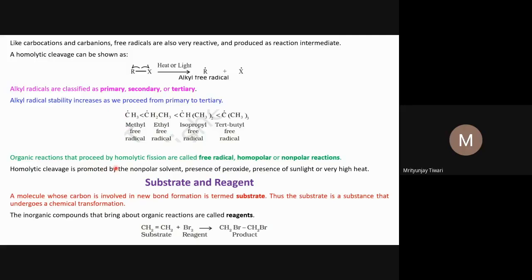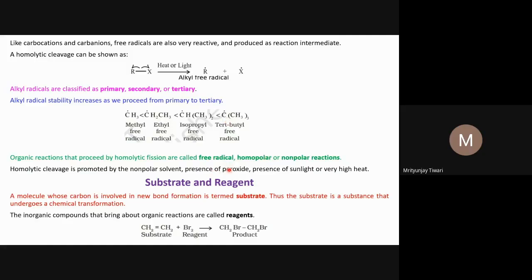Organic reactions that proceed by homolytic fission are called free radical reactions. Fission also means cleavage, the breaking of a bond. So the organic reactions that proceed by the formation of free radicals are called free radical reactions, homopolar reactions or non-polar reactions. Homolytic cleavage is promoted by non-polar solvents. Charged species will not be stabilized in a non-polar solvent, so charged species like carbocations and carbanions will not be preferred in a non-polar solvent.